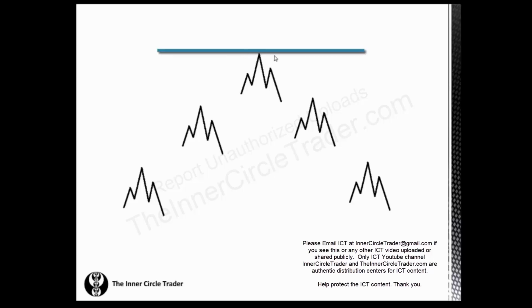So for an example, let's just say that this is a monthly chart and you're looking for a position trade. If the monthly hits a key resistance level like this and it comes down and takes out a short-term low in the monthly, we know now that market structure has broken. So we have a market structure shift right here.